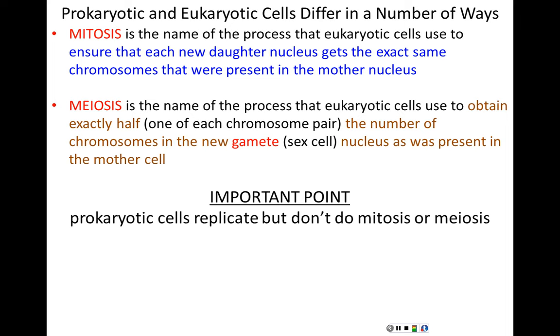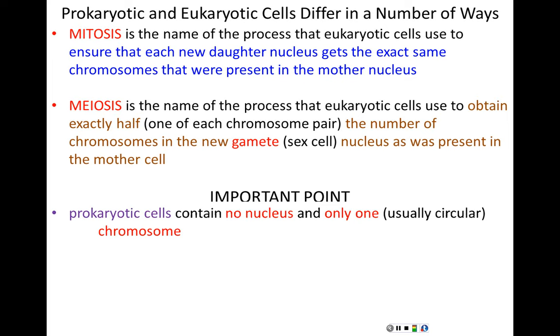So this raises an important point already. Prokaryotic cells replicate, they divide, they undergo cellular division, but they don't do mitosis or meiosis. Why? Well, one reason is that prokaryotic cells don't contain a nucleus. So we've already said that one of the main points of mitosis is that eukaryotic cells have only one nucleus. And if you want to give one nucleus to two daughter cells, you've got yourself a problem. Prokaryotic cells don't have a nucleus, and so they don't have this confine of having to turn one nucleus into two.